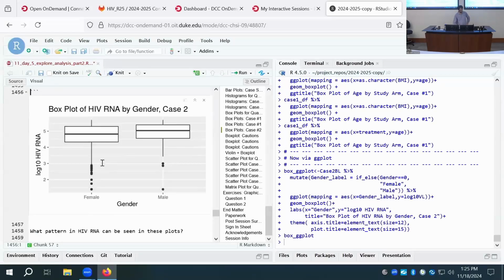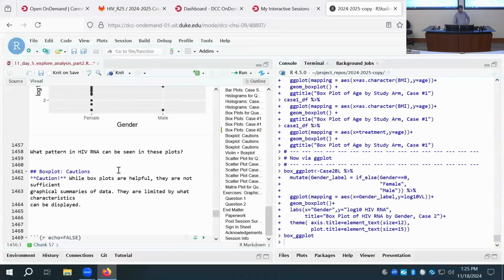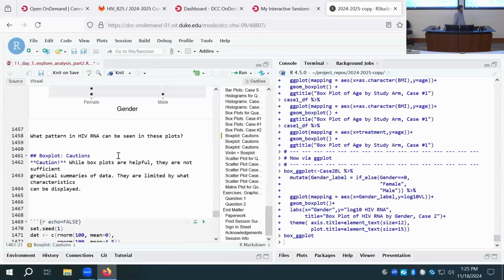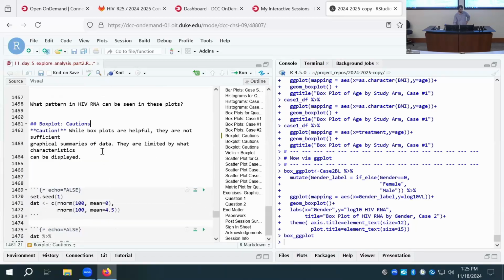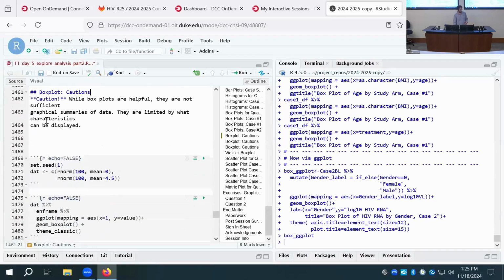So, okay, some cautions on box plots. They are very useful, but they're not always going to be sufficient. They're limited by what they can display: the outliers, the IQR, the median, and your quartiles. So there may be cases where they may not be sufficient. You maybe want to couple them with the histogram.